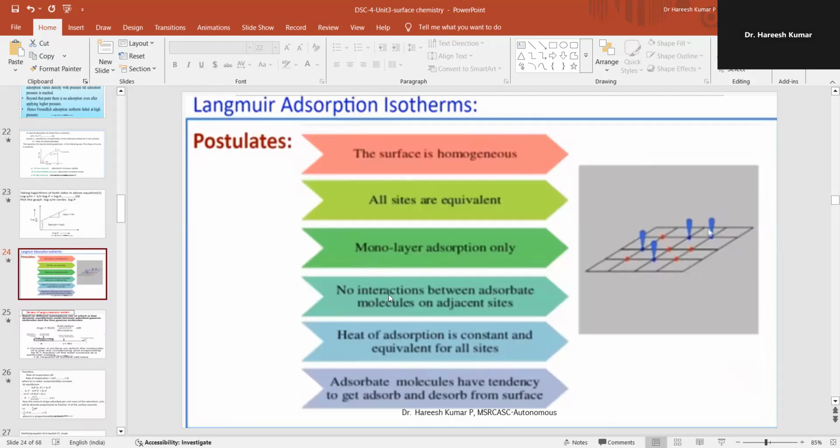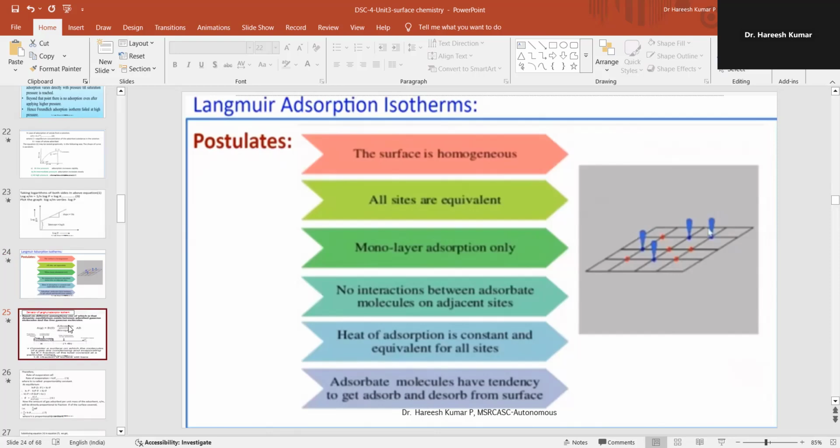Okay. Today's class, let's discuss the Langmuir adsorption method. If we look at the postulates: the surface is homogeneous, all sites are equivalent, and monolayer adsorption is possible. There is no interaction between the adsorbed molecules on adjacent sites. Heat of adsorption is constant and equivalent for all sites. And adsorbate molecules have a tendency to get adsorbed and desorbed from the surface. These are the postulates of Langmuir adsorption theory.